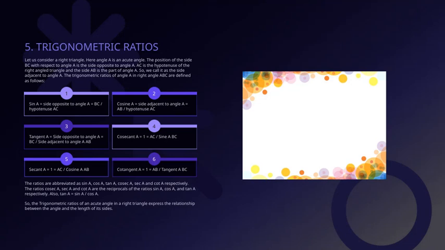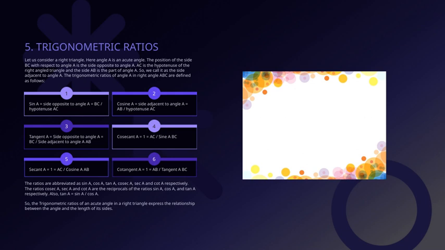Let's look at slide 7, where we explore trigonometrical ratios in a right triangle. Imagine a right triangle where angle A is an acute angle. The side opposite to this angle, which is BC, is called the side opposite to angle A. The hypotenuse, which is the longest side, is AC. Now, the side AB, which forms part of the angle A, is known as the side adjacent to angle A.